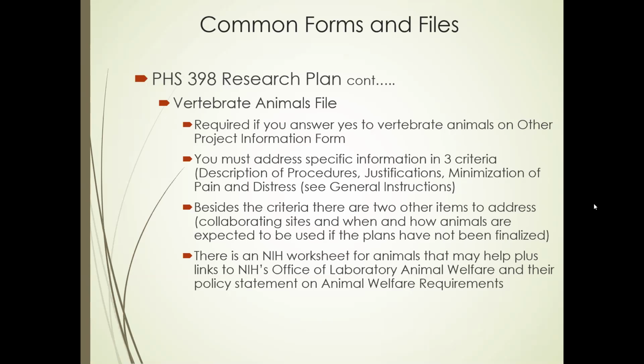Besides these three criteria, there are also two other items that you have to address, and that is when and how the animals are expected to be used, especially if you've got collaborating sites, and if the plans have not been finalized. There's an NIH worksheet for animals on the links they have for the Office of Laboratory Animal Welfare. And then there's a policy statement on the requirements you have to meet for handling animals. If you haven't looked at those before, you might want to look at them before you start trying to address what they want to see in those three criteria.